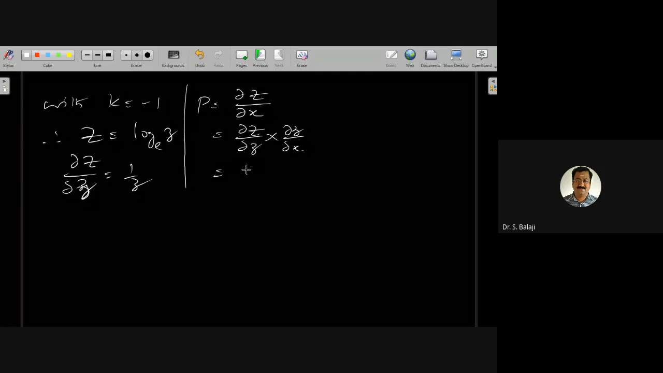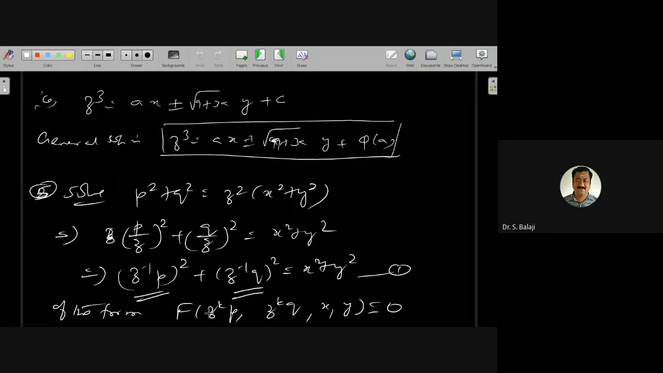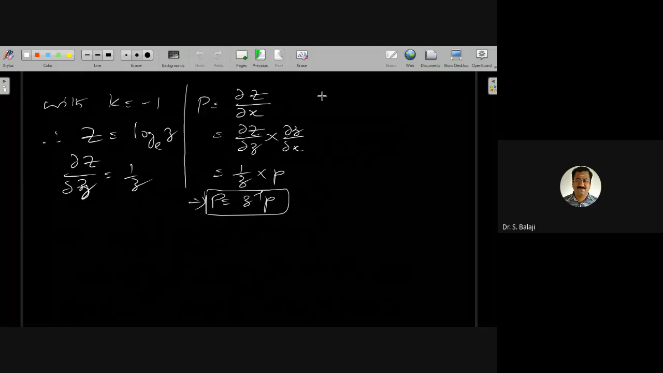X and y, no changes. This is 1 by z, small p. Capital P is equal to what? Z power minus 1 p. Yes, Z power minus 1 p.